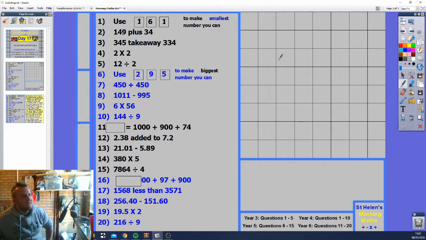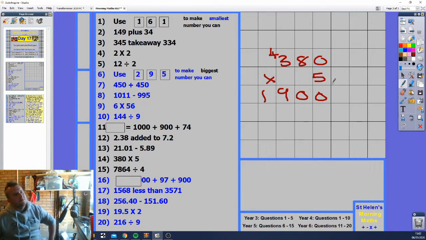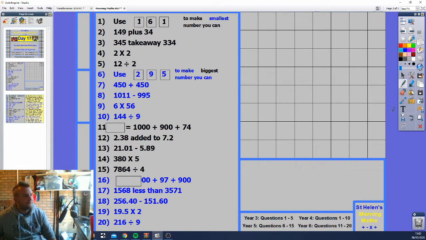We've got 380 times 5. You do this with the calculated method. We've got 0 times 5 is 0. 8 times 5 is 40. Okay, so put the 4 over here, the four tens over there. 5 times 3 is 15. 15 plus 4 is 19. So 380 times 5 should be 1,900. That looks like a very early date. I wonder what happened in that date there.